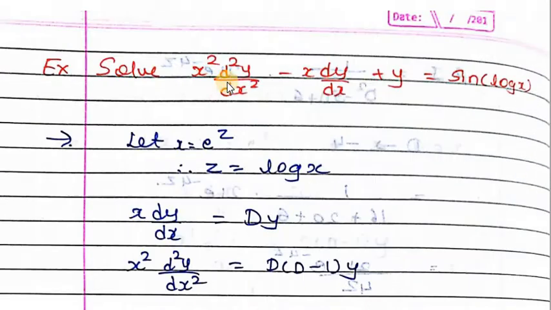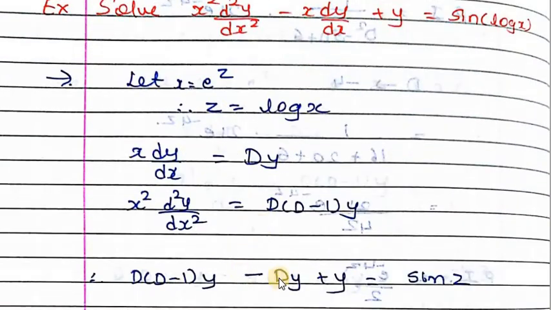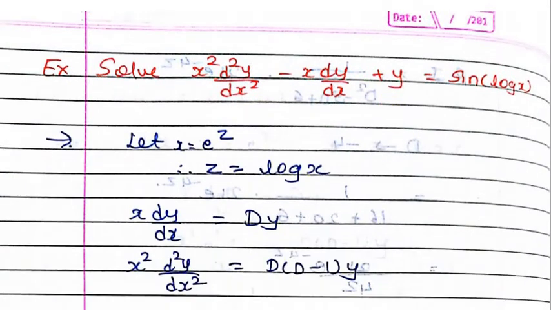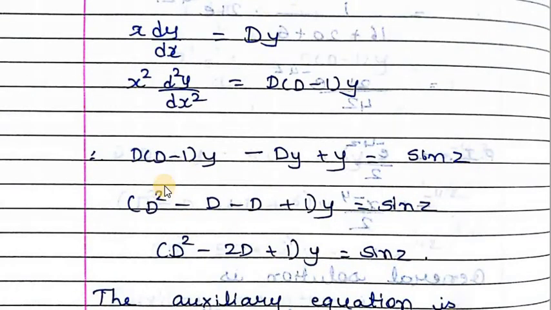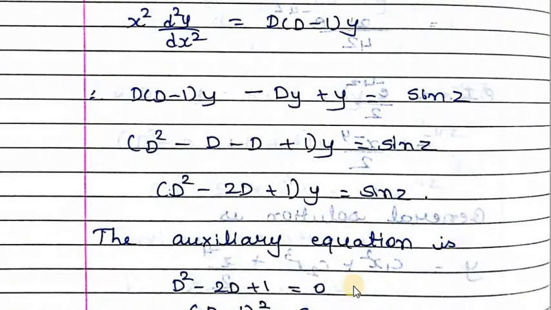So we have D into D minus 1 y minus Dy, and then plus y equals sine of log x, so replace log x by z, and we have sine z. Now we have to simplify this equation, that is D into D minus 1, minus D, plus 1 y equals sine z. Minus 1D and minus 1D is minus 2D. So we have D square minus 2D plus 1 y equals sine z.